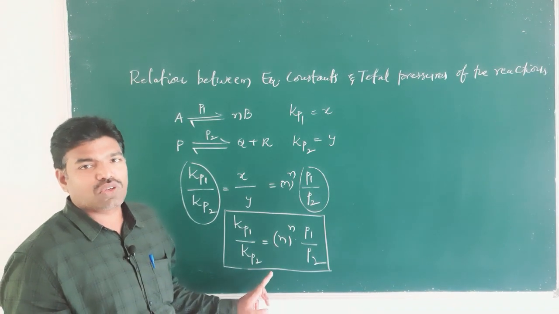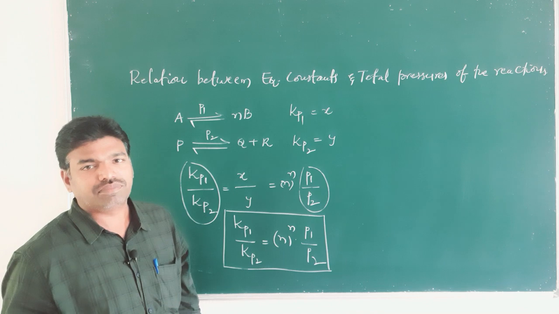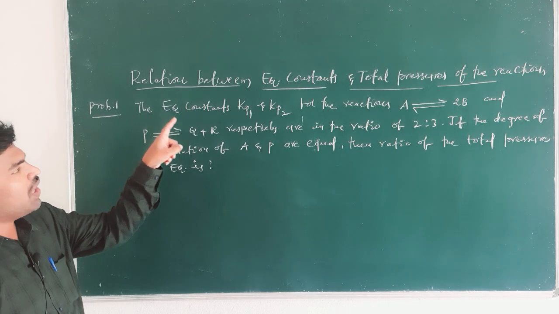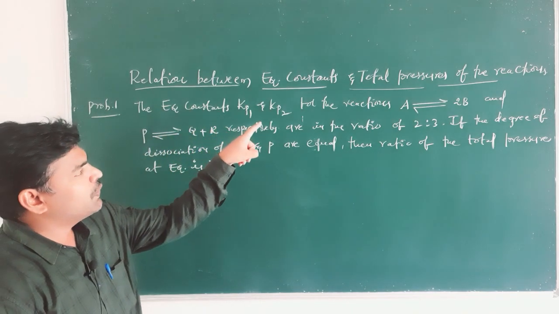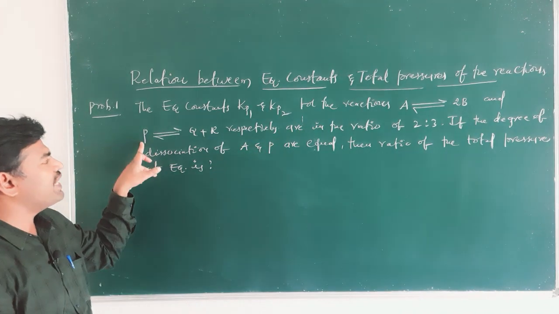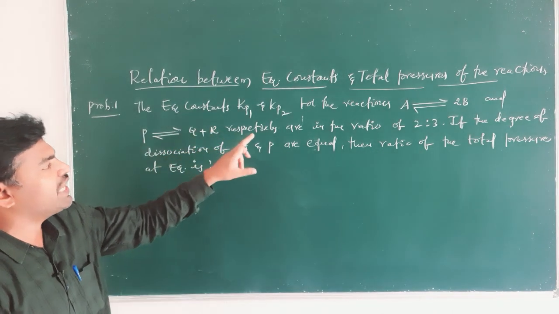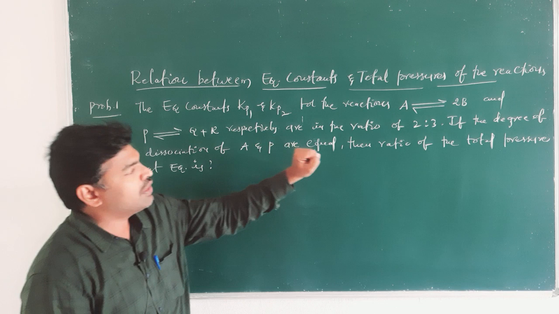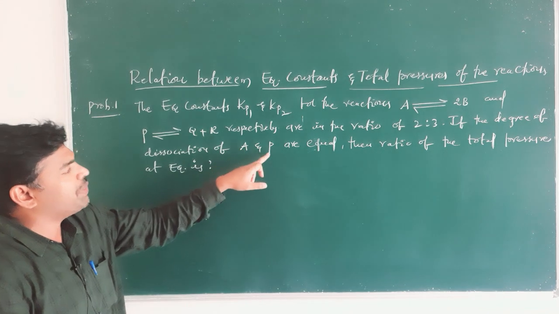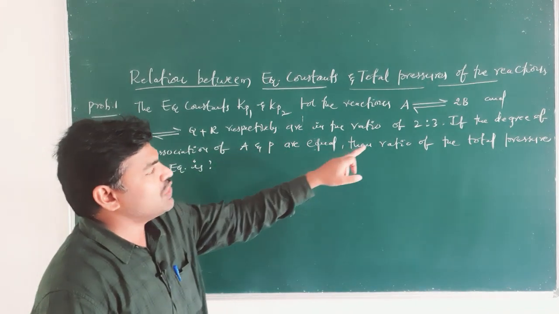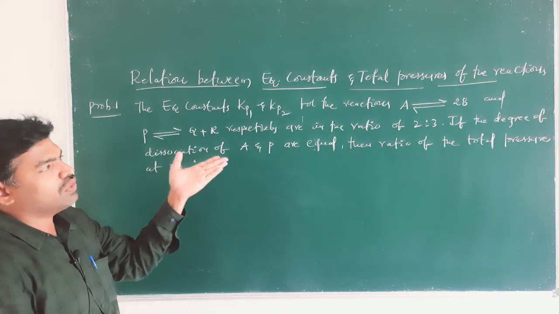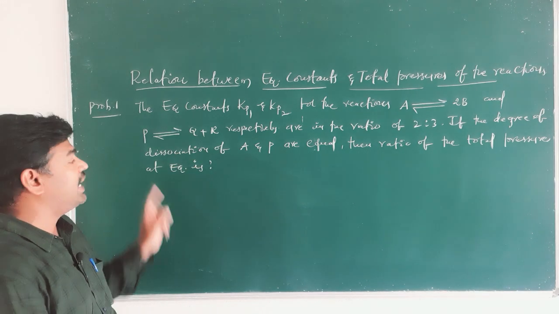Okay, so let us go for a simple problem. The equilibrium constants KP1 and KP2 for the reactions A gives rise to 2B and P gives rise to Q plus R, respectively, are in the ratio of 2 is to 3. If the degree of dissociation of A and P are equal, then the ratio of the total pressures at equilibrium is? Okay, so they ask to calculate the ratio of total pressures at equilibrium.